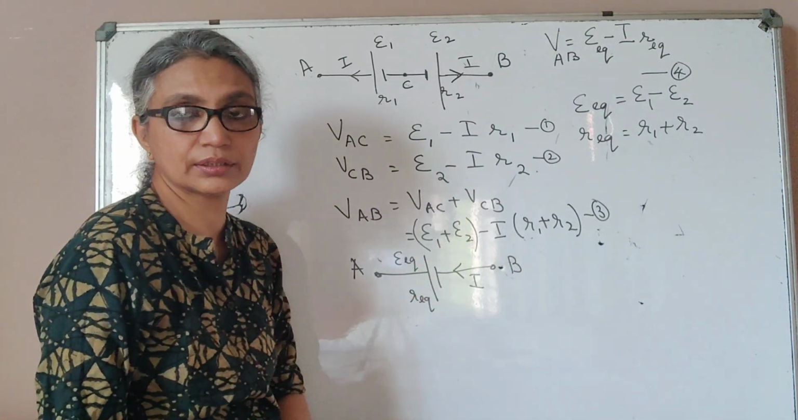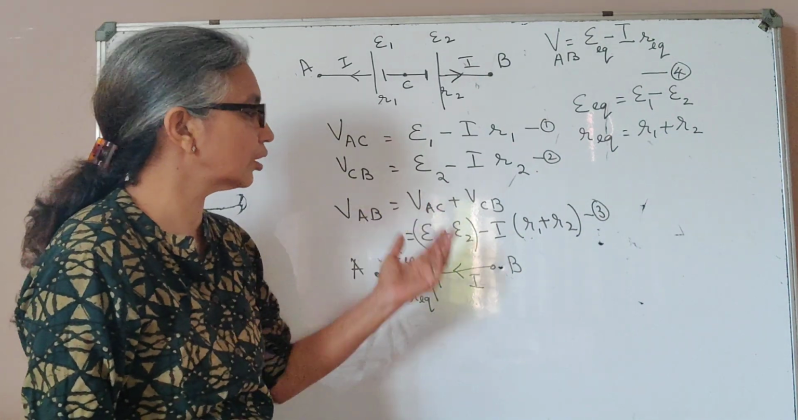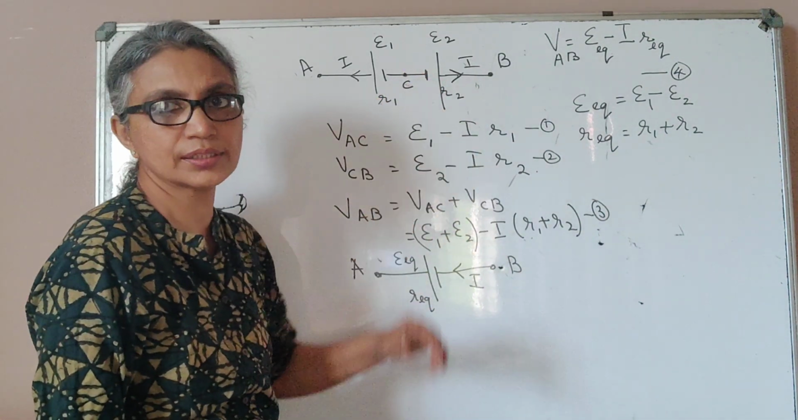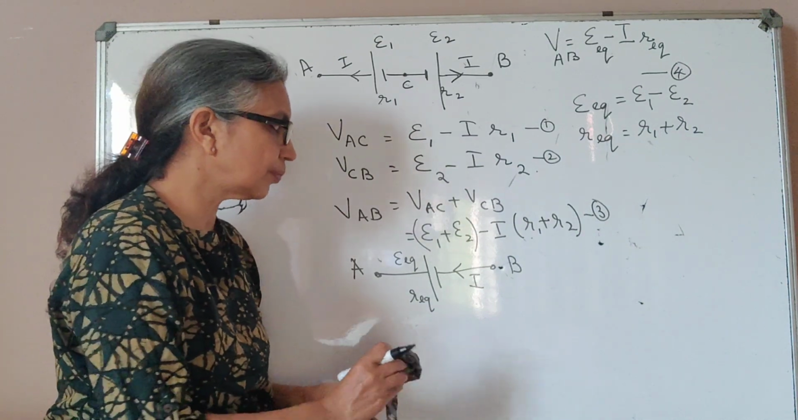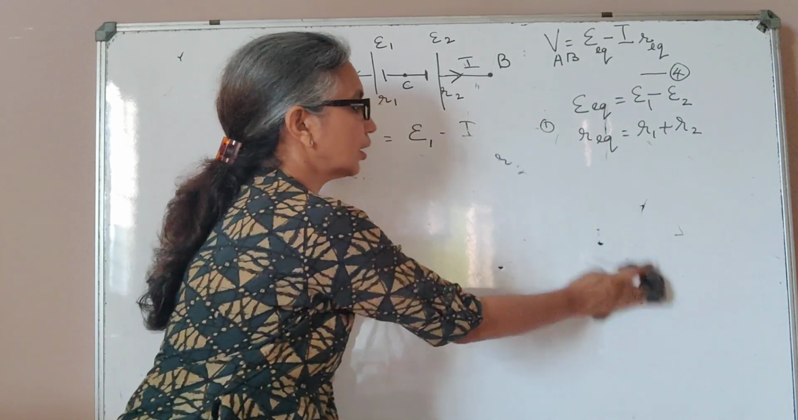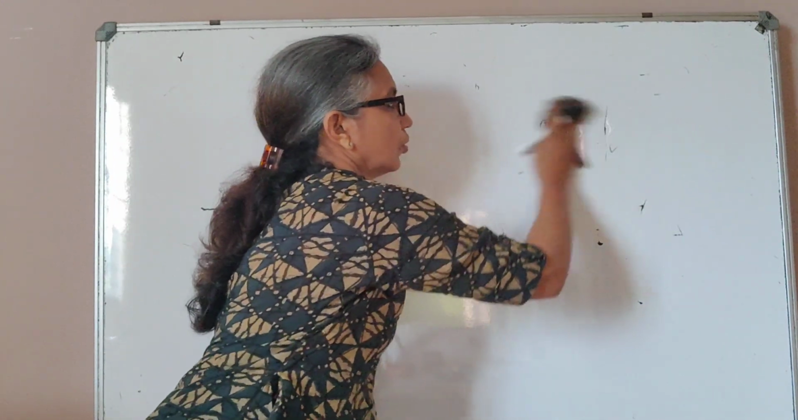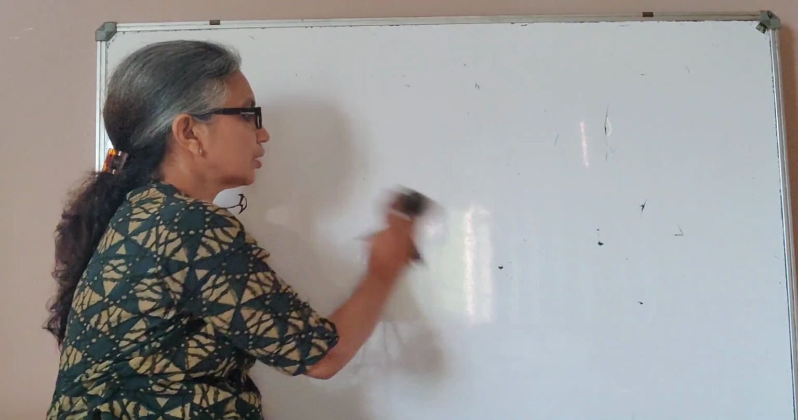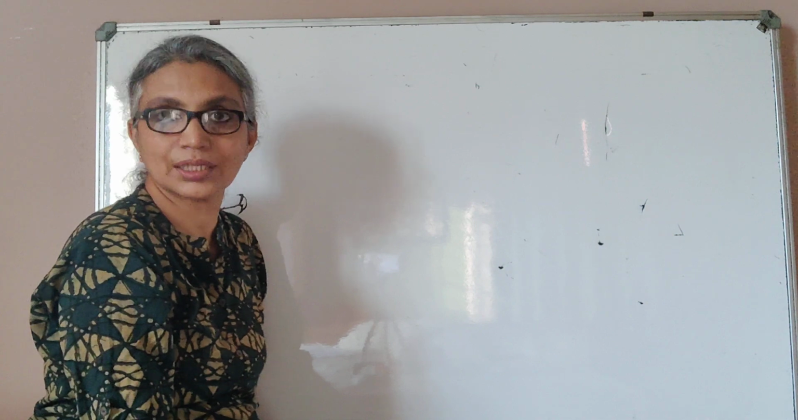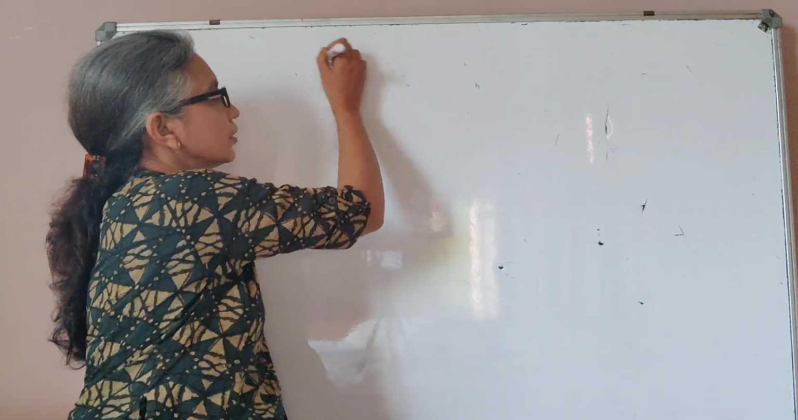So this derivation is there in the notes that I have sent you. It is an important derivation to find the equivalent or effective EMF and resistance of two cells in series. The same exercise or derivation you will have to do when you connect two cells in parallel. So our next topic is connecting two cells in parallel and deriving an expression for E equivalent and R equivalent. So let's look at that.